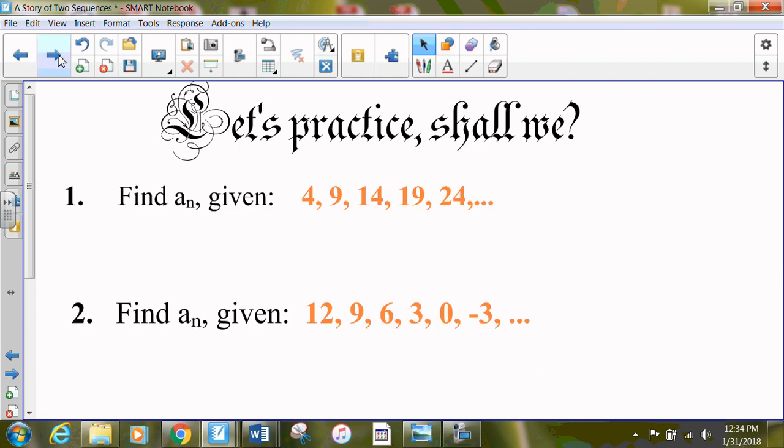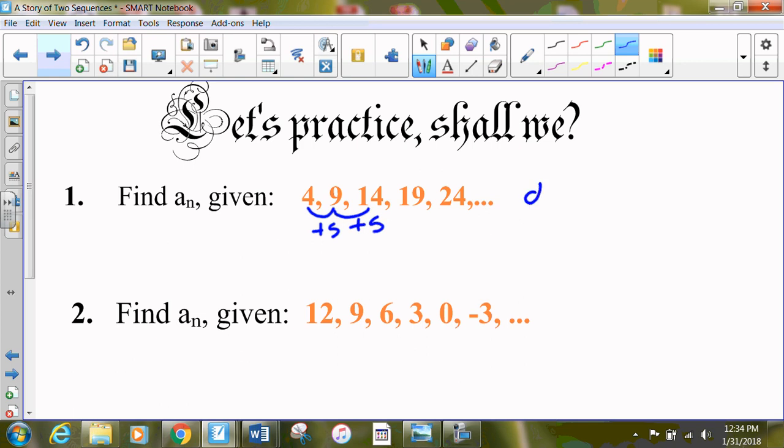All right, so let's go ahead and look at this. Find a sub n given the sequence. The first thing we want to know is the common difference, which is the same thing as the slope. We're just going to do our hoops, and we notice that we're increasing by 5 each time. So we know our d is 5, and our formula starts with a sub n, so we have 5n. And now we need to know our a sub 0.